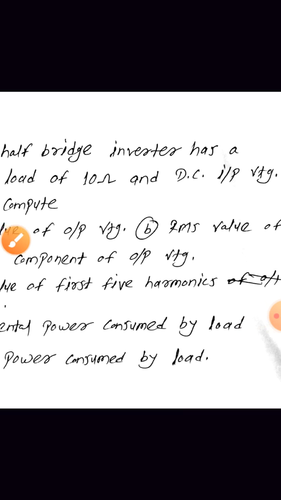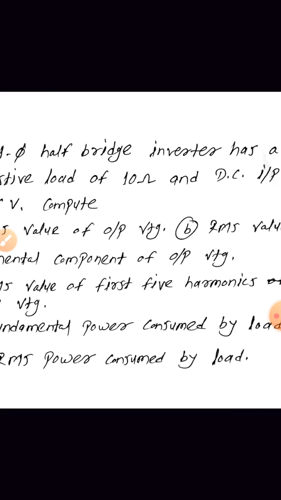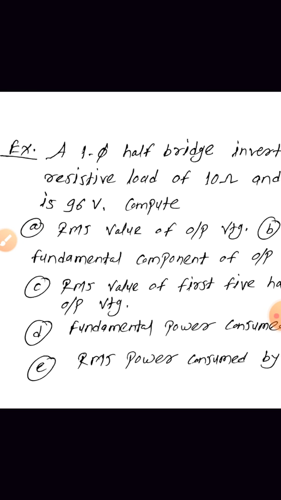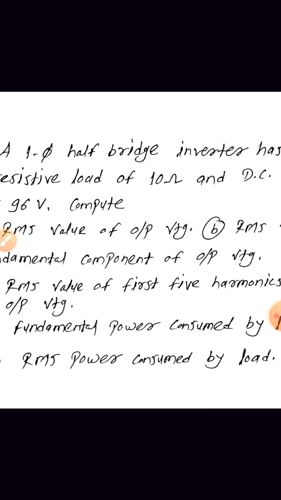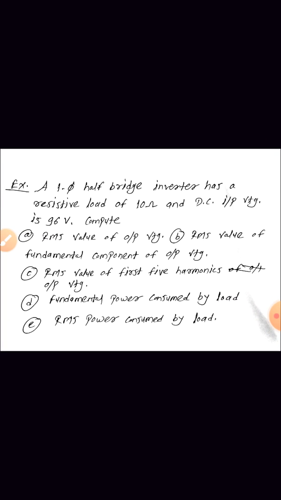Next, fourth bit, the fundamental power consumed by the load. Here we need to find the power consumed by the load due to the fundamental component of the voltage as well as the current, so we need to find P01. And the last one, the RMS power consumed by the load, means the total power consumed by the load, that we need to find. So for the fifth bit we need to find P0. So this is about the question.